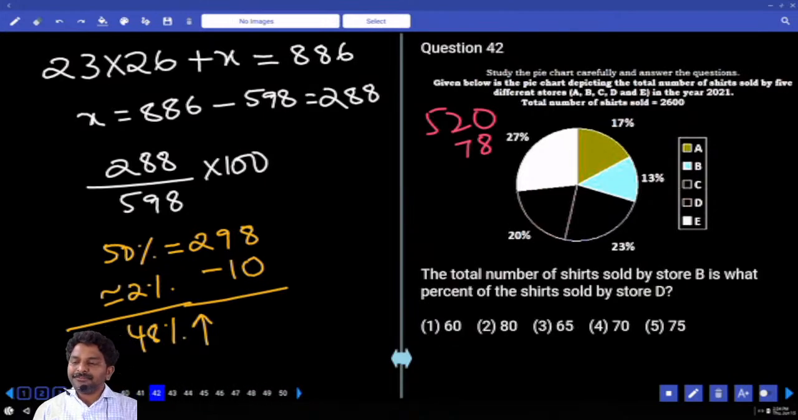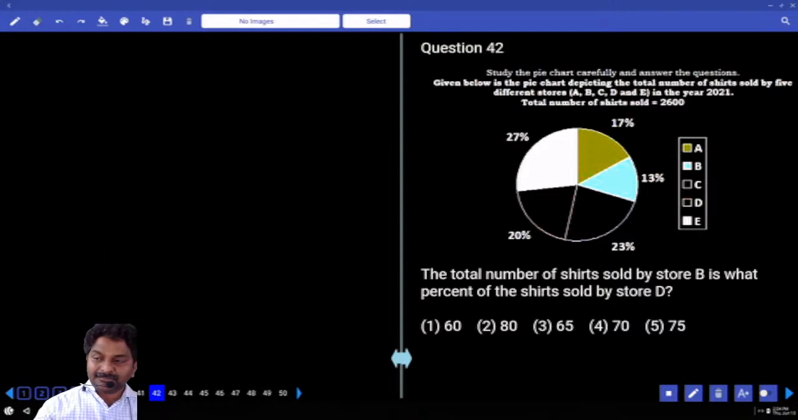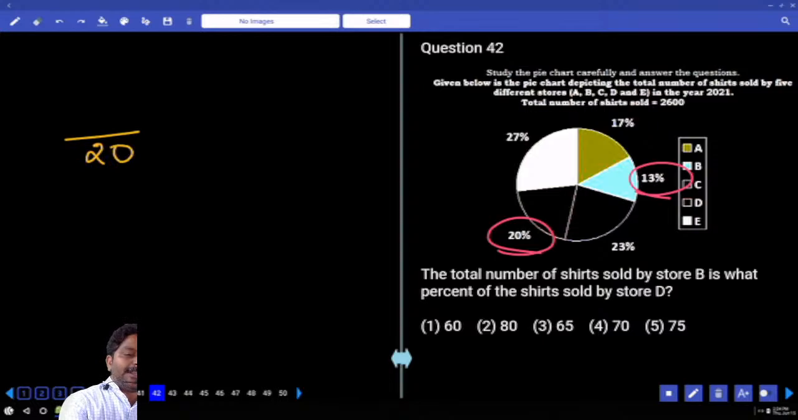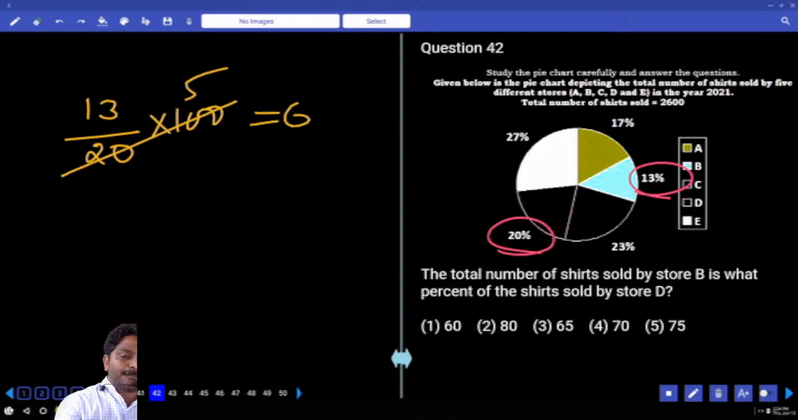The total number of shirts sold by store B is what percent of the shirts sold by D? We don't need conversion. B is 13, D is 20. With respect to 20, 13 is what percentage? That's the question, correct? Answer 65.